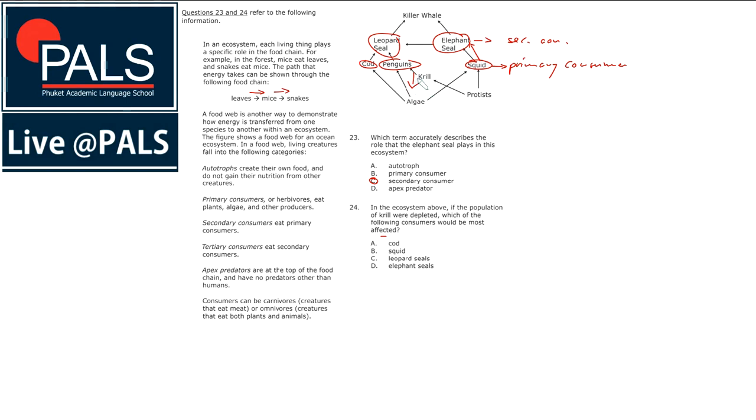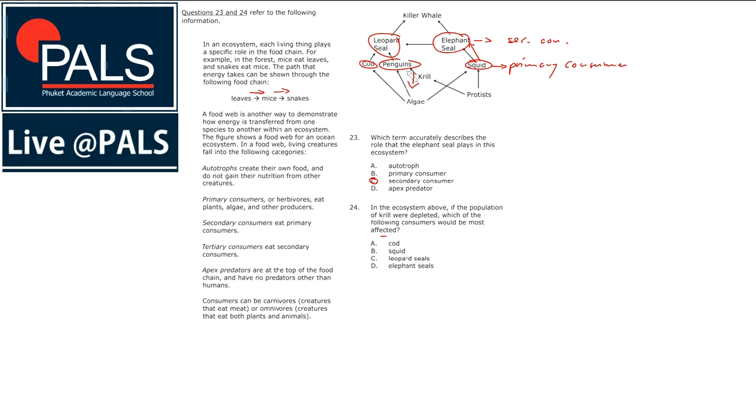So we could say because the krill goes down, there is less food for penguins, which means there will be less penguins, which means there's less food for leopard seals, which means there will be less leopard seals, and the leopard seals will be affected.